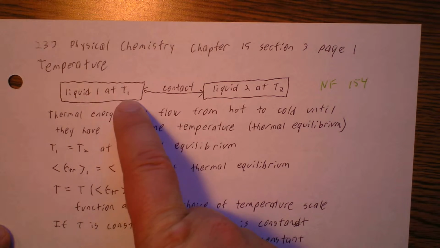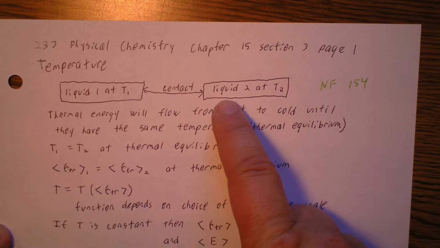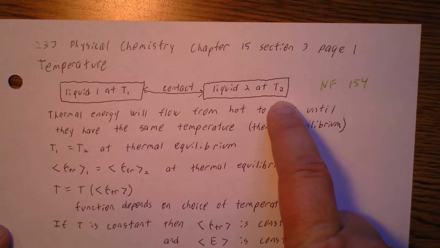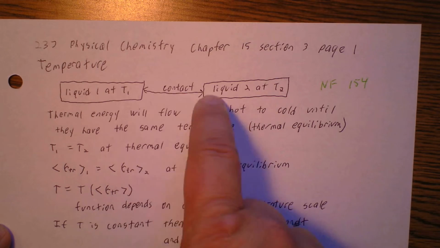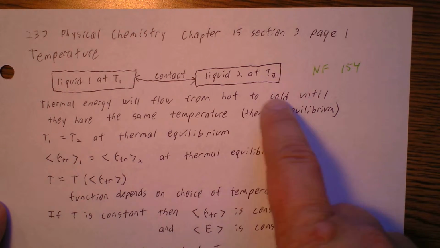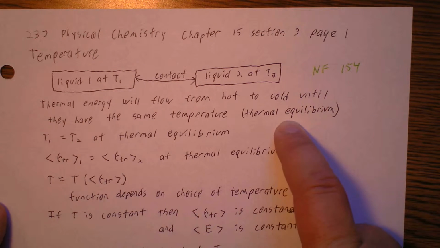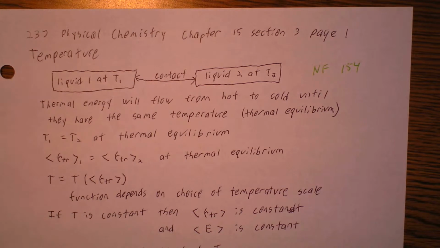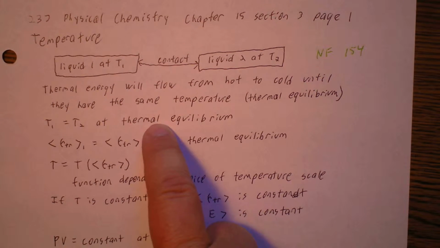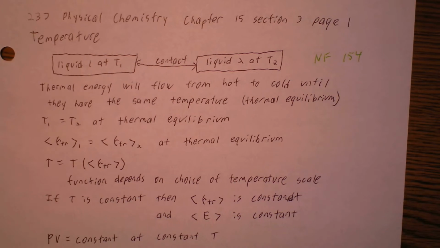We have a liquid at a temperature we'll call T1. And we have another liquid, we'll call it liquid 2, at a temperature T2. And these liquids are in contact. What we can say is that thermal energy will flow from hot to cold until they have the same temperature, which we said before is our definition of thermal equilibrium. So one thing we do know, at thermal equilibrium, T1 is going to be equal to T2.